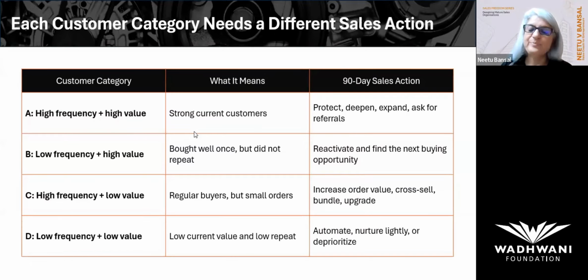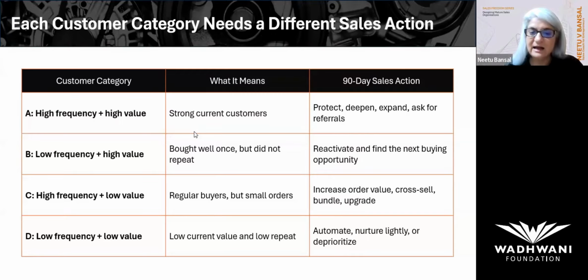And then the last one, low frequency, low value. This is where you try to reduce the time spent by your sales team on these accounts. They will definitely still exist in your customer list, but make sure that your sales team, or you, if you are the one selling, is focusing on category A, B, C customers and not wasting your time on category D customers.